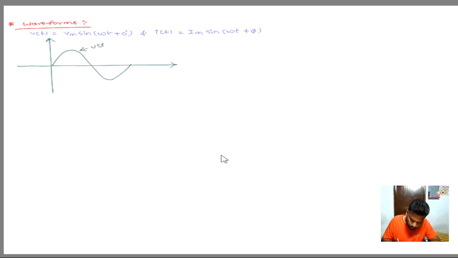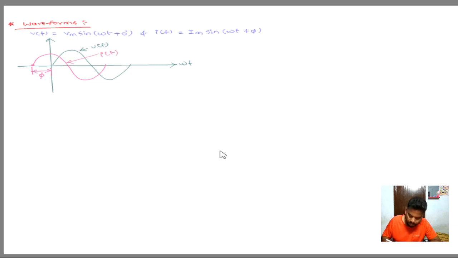This is my V of t. Next, draw the current waveform. Current is leading the voltage by some angle phi. This is the angle phi. This is my current equation.